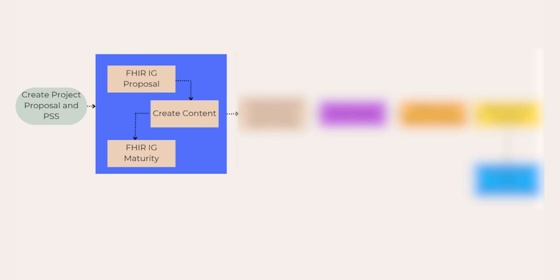Before balloting or publication, an implementation guide must reach a certain maturity level within the FHIR maturity model. There are maturity assessment criteria to be examined by committee and demonstrated by implementation in connectathons to develop confidence in the suitability of the content.